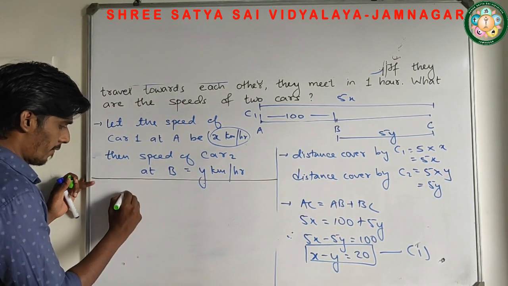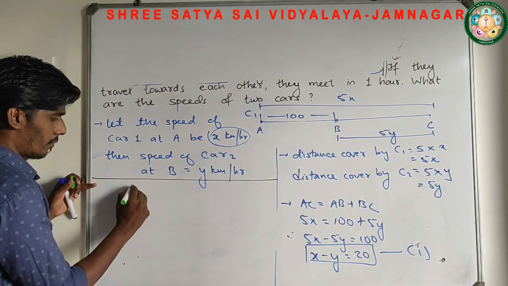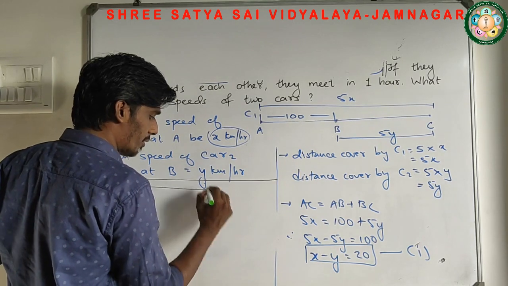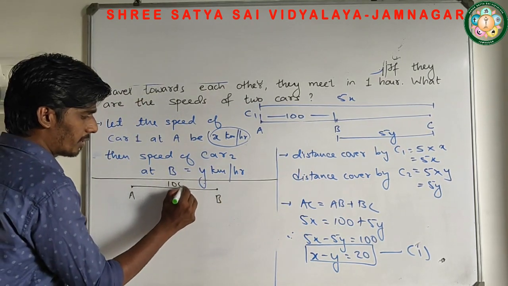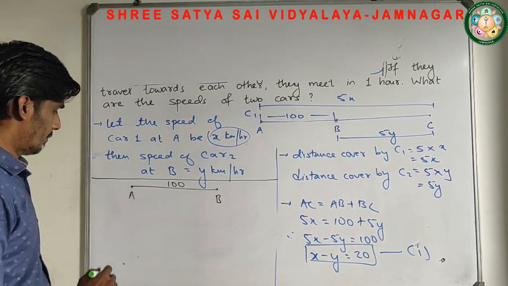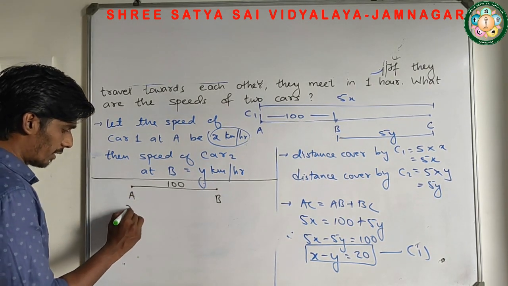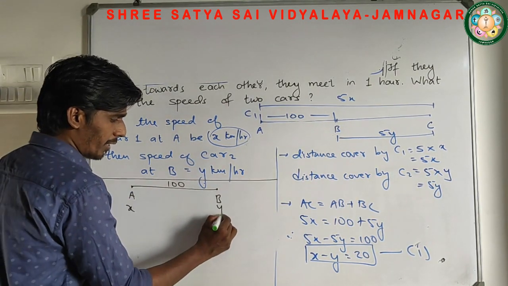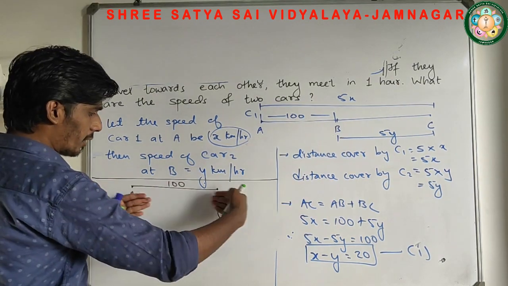See here. Here it's car position A and position B. The distance between them is how much? 100. Now the speed of this car is what here? It's X. Speed of this car is what? Y. Now they are coming towards each other.